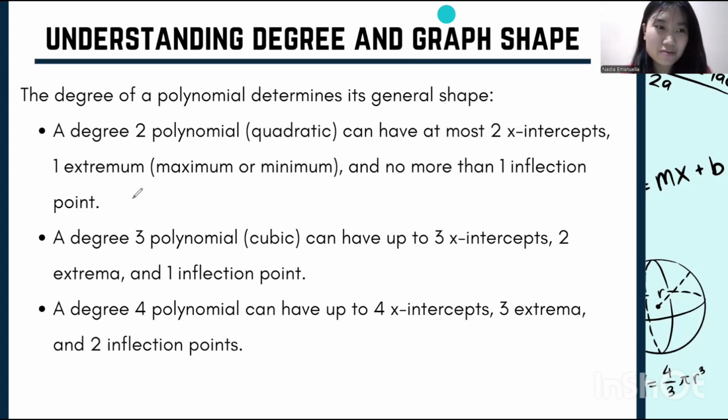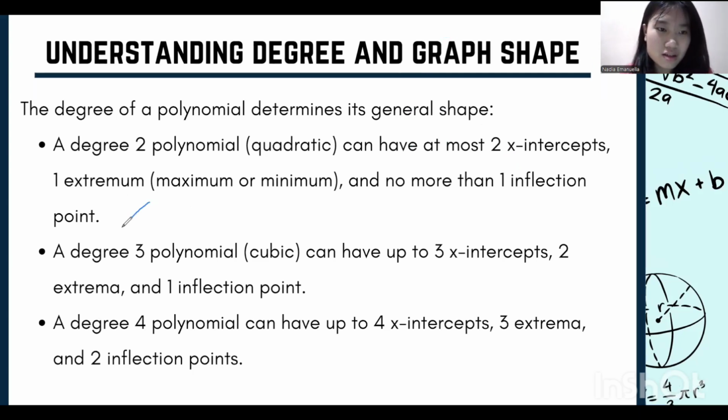First thing, I was also confused about what degree is. So degree looks like this. It's hard to draw. Here, this one is the degree. The number 2 is the degree. Yes. So a degree 3 polynomial, cubic, can have up to 3 intercepts, and it keeps on until the 4th degree, which can have 4 x-intercepts, 3 extrema, and 2 inflection points.